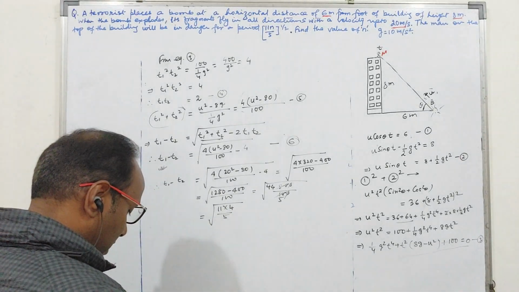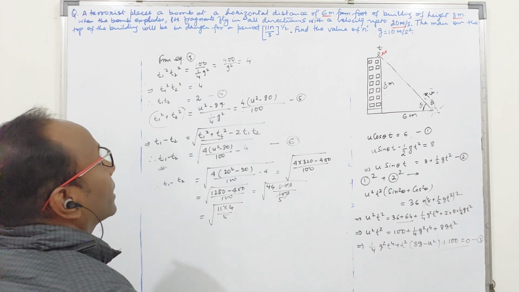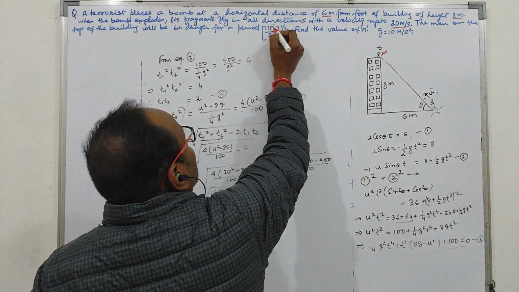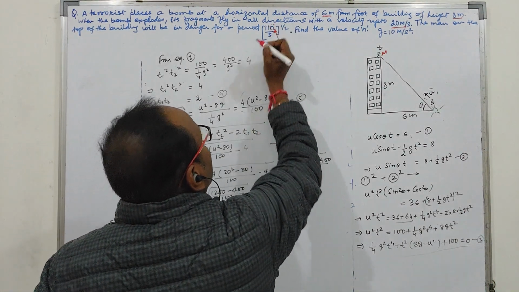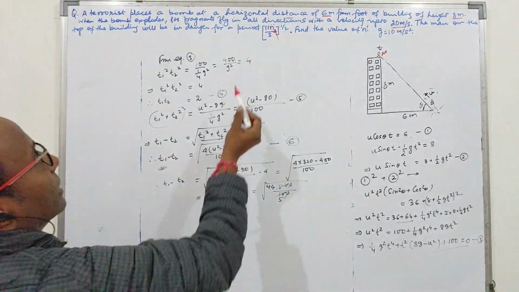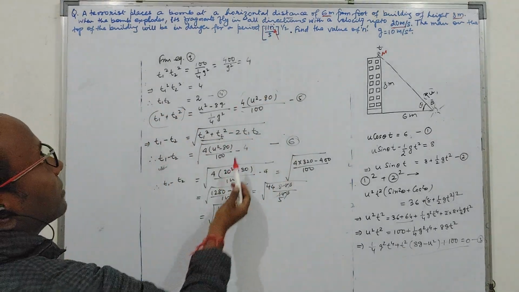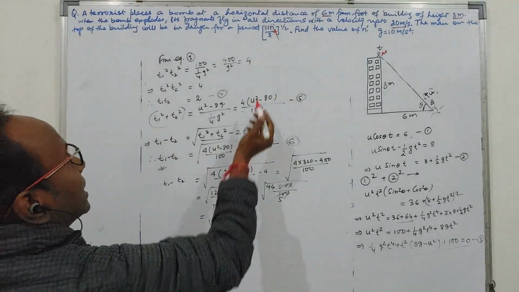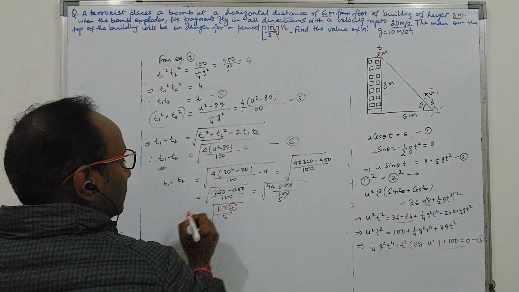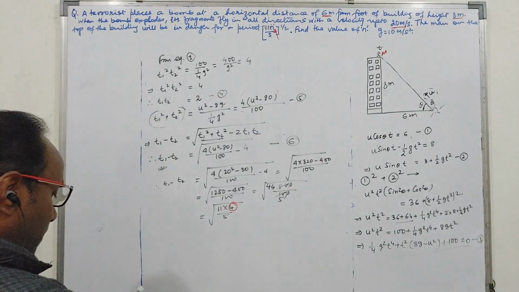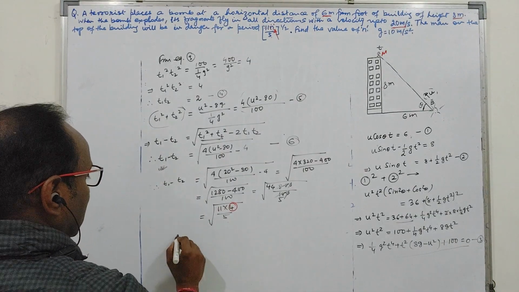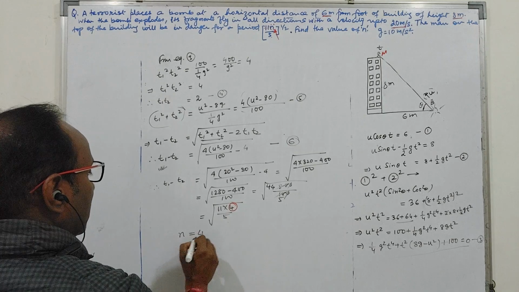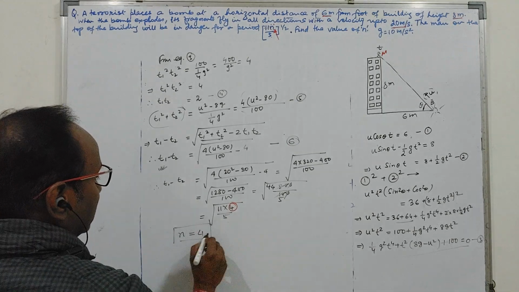You have to find, in the question it is asking, you have to find n. 11 is there, 11 is there, 5 is there, 5 is there, square root is there, square root is there. So n corresponding to this is 4. So n will be 4. This is your answer.